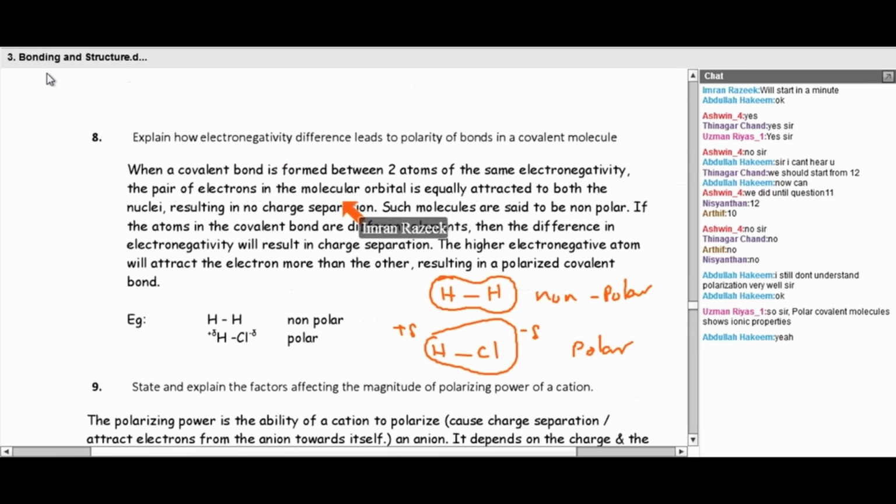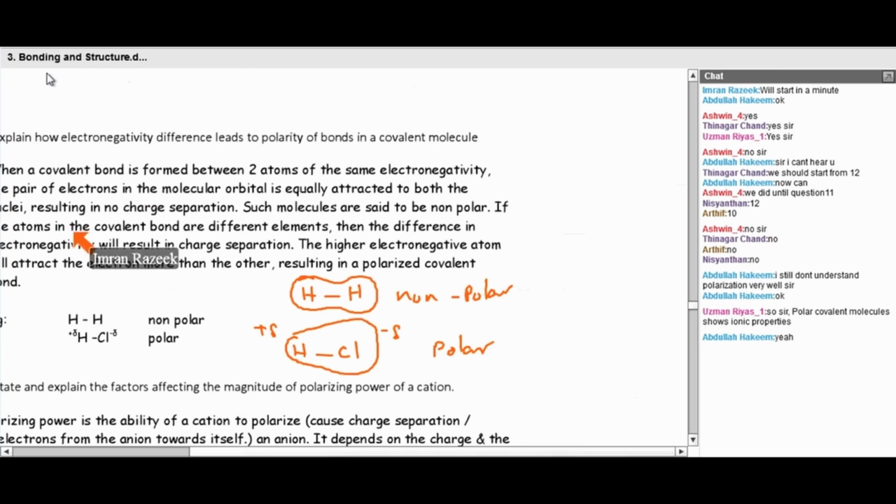So when a covalent bond is formed between two atoms with the same electronegativity, the pair of electrons in the molecular orbital is equally attracted to both the nuclei, resulting in no charge separation. Such molecules are said to be nonpolar. If the atoms in a covalent bond are different elements, the difference in electronegativity will result in charge separation. The more electronegative atom will attract the electrons more than the other, resulting in a polarized covalent bond.